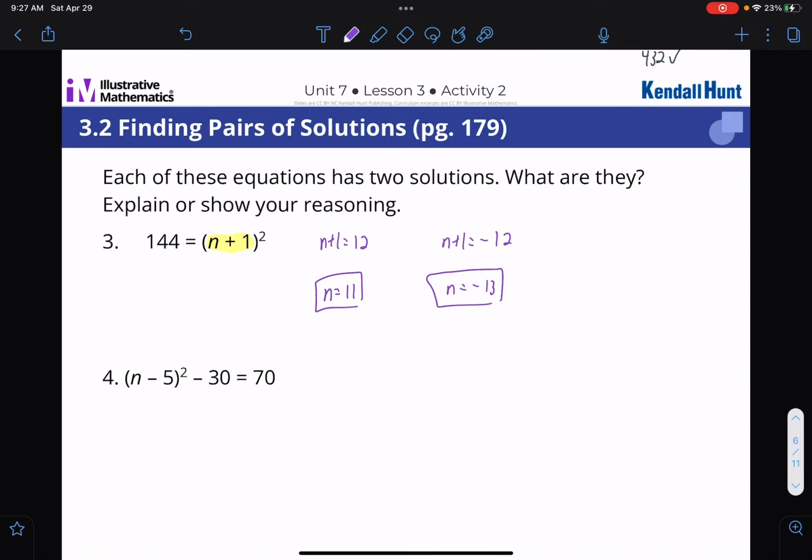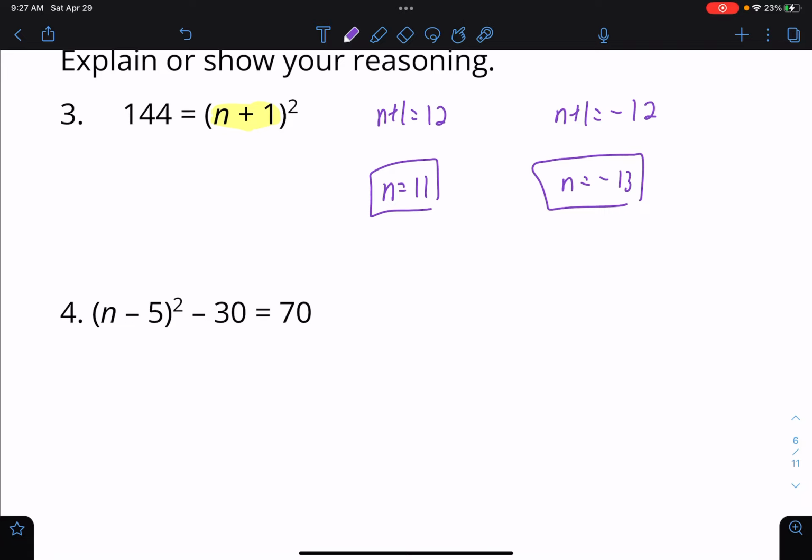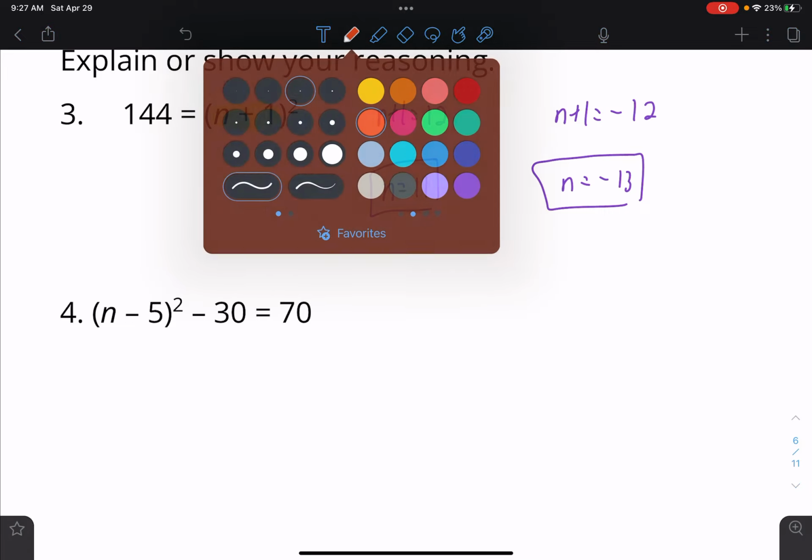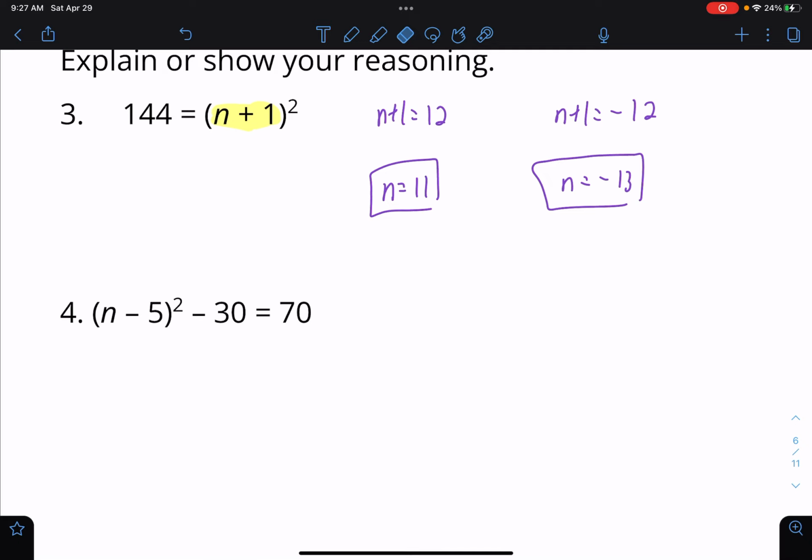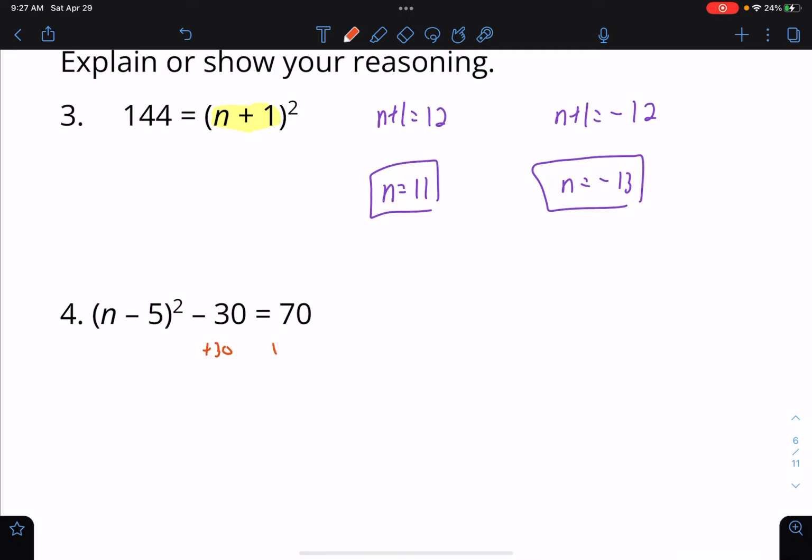Okay, so in our very last one here, we've got n minus 5, quantity squared, minus 30 equals 70. So my first step is going to be getting that quantity squared by itself. All right, so we got n minus 5 squared is equal to 100. So what squared is going to give me 100? Well, that number needs to be 10. 10 times itself is 100, or negative 10, right? Negative 10 times negative 10 is also going to be 100. So if I split this off, n minus 5 could equal 10, or n minus 5 could equal negative 10.